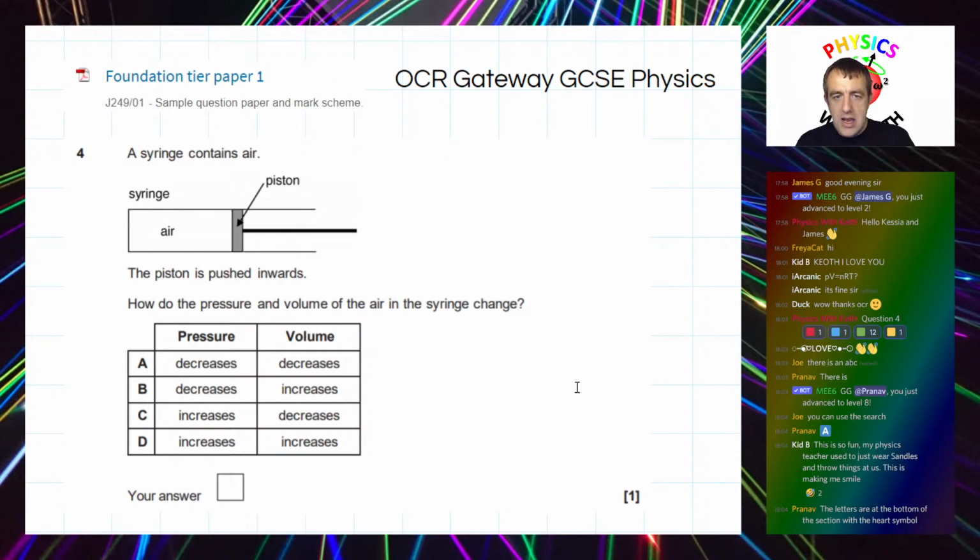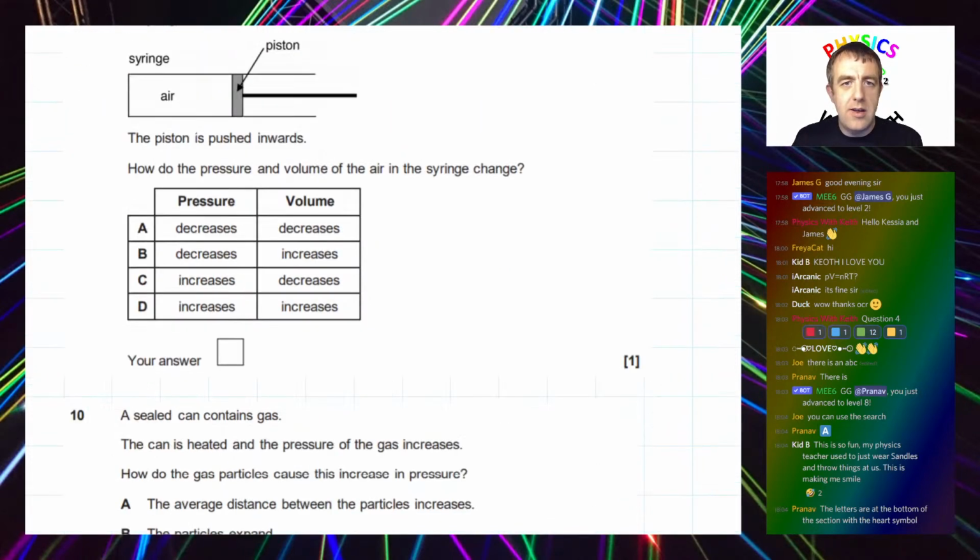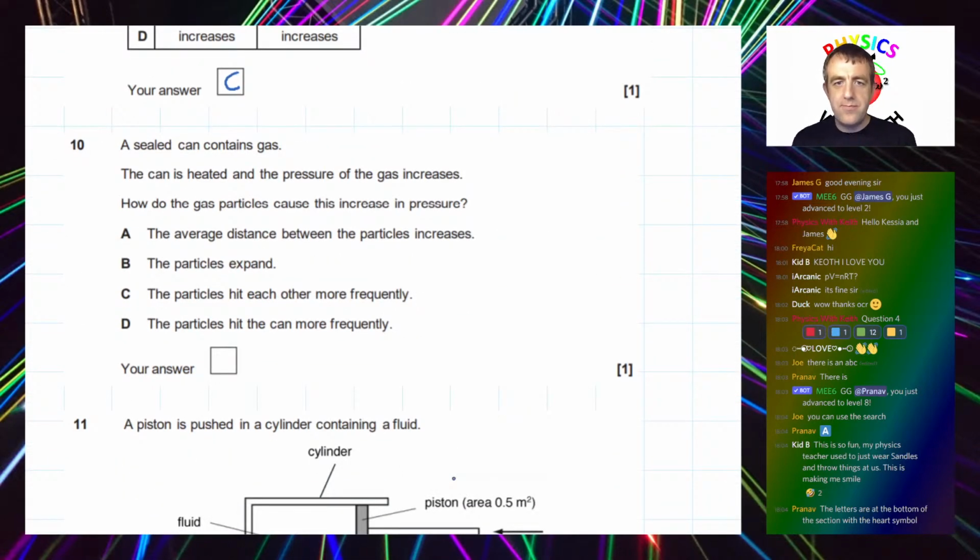We can eliminate B or D straight away. And if the volume decreases, the pressure increases because they're inversely proportional, and we looked at that last time. So if we wanted to, we could get my little pen out, and I'm going to pretend I'm doing this question, and I'm going to write in C. There we go.